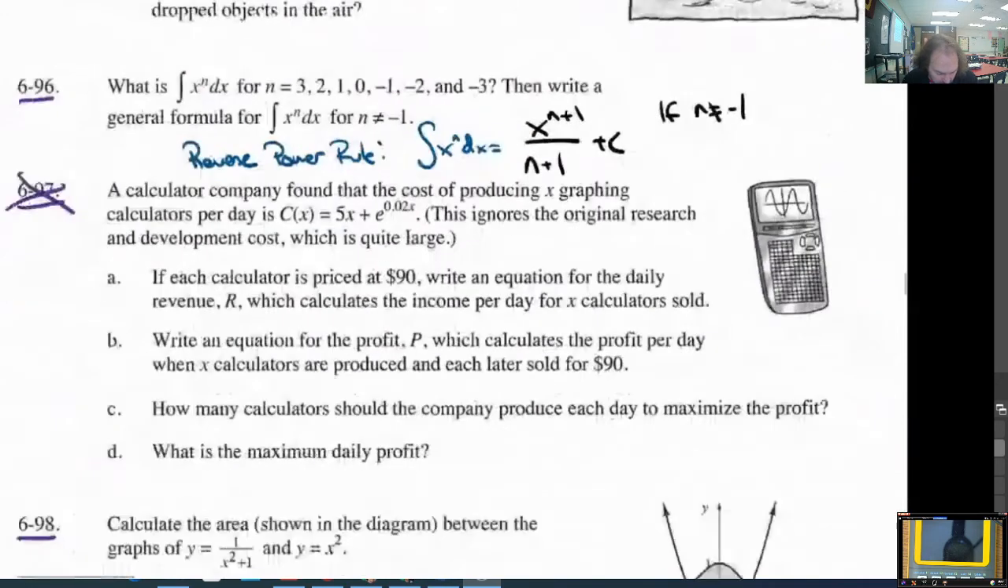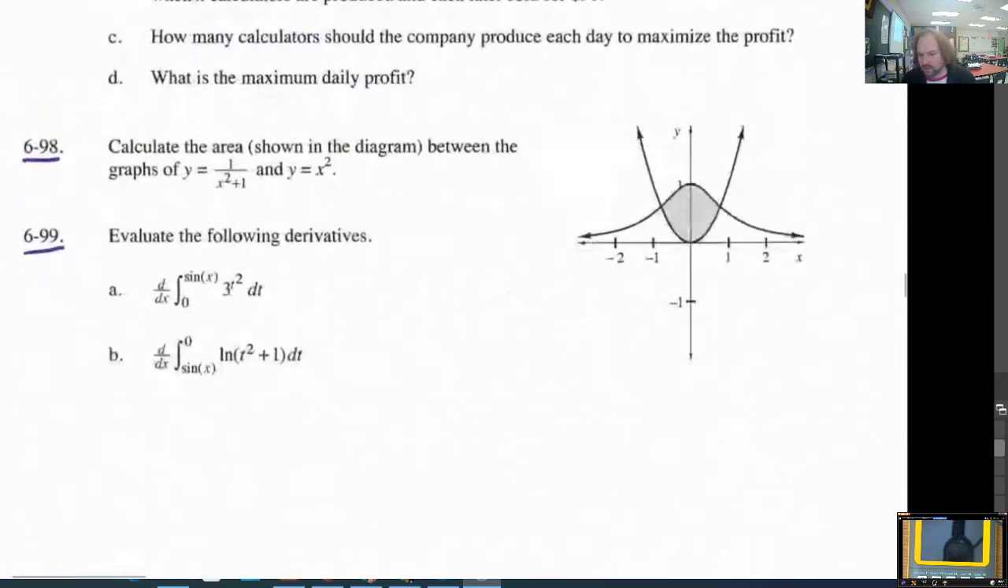We're not going to do problem 97, so let's move on to 98, where we're going to wrap this up. 98, calculate the area shown in the diagram between the graphs of x squared, 1 over x squared plus 1, and the x squared. This is technically a non-calculator question, but we're going to do it with a calculator because I think it would be kind of silly otherwise. I think you could recognize for a minute that the antiderivative of this is the tangent inverse.